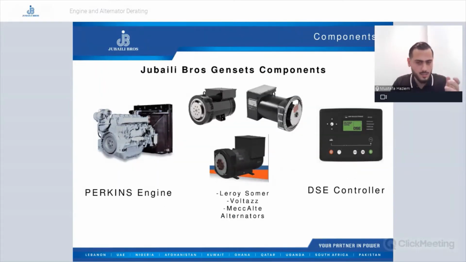Going to the components again, we have Perkins engines for our gensets. Our alternators come as Leroy Somer, Voltas, and others. And the control panel, which is the interface between the end user and the machine, we use Deep Sea Electronics, where we can get different parameters such as voltage, ampere, frequency, and so on.